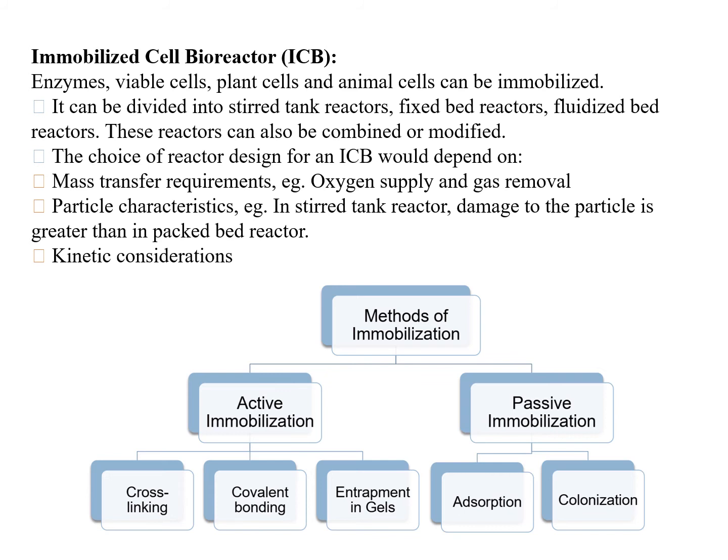So the methods of immobilization depend on active immobilization and passive immobilization. Cross-linking, covalent linking and entrapment in gels are active immobilization categories, and the passive immobilization is adsorption and colonization. Active is commonly used for enzyme immobilization, and passive immobilization is not direct, not specific. That means only adsorption. Only the cells will adhere to the synthetic components, like that. Nowadays, active immobilization is also used for cells, the plant cells and the animal cells also.